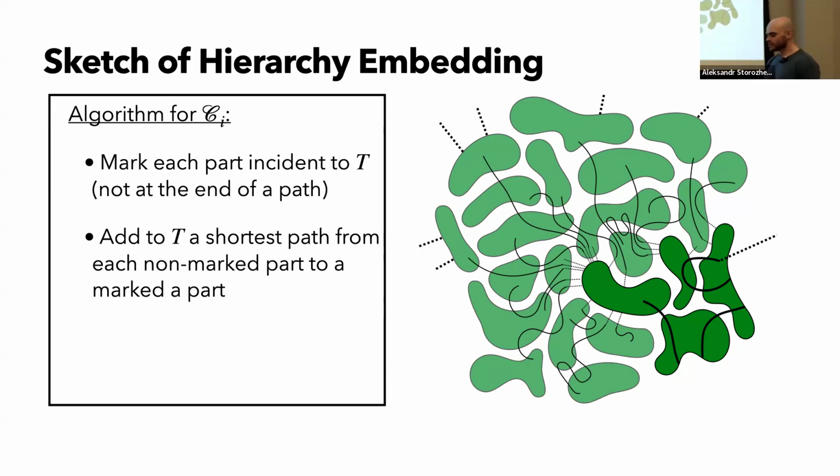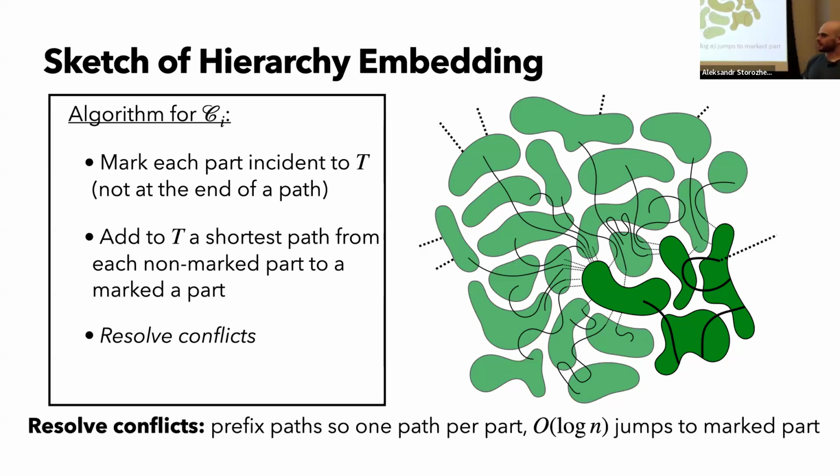Now, all I'm going to do is some kind of conflict resolution. In particular, I'm going to take each of these shortest paths and I'll prefix them so that after taking the prefixes, any one part has at most one path non-trivially intersecting it. So that prefixing will guarantee that there's one path per part, other than the last vertex that it has, and at most O(log n) jumps to get to a marked part.